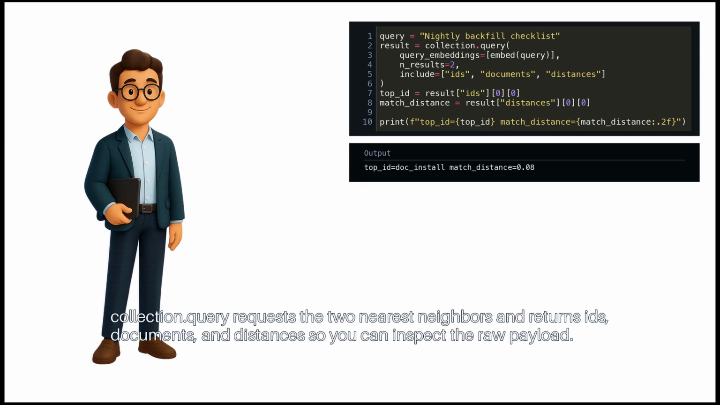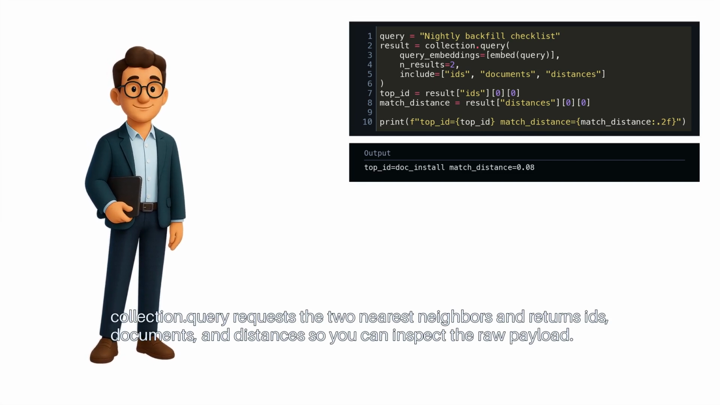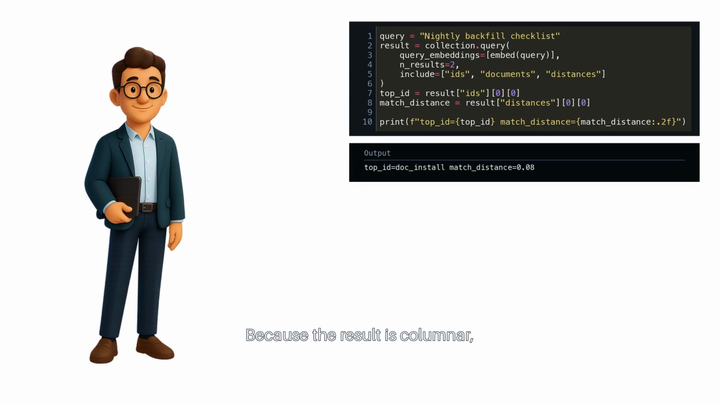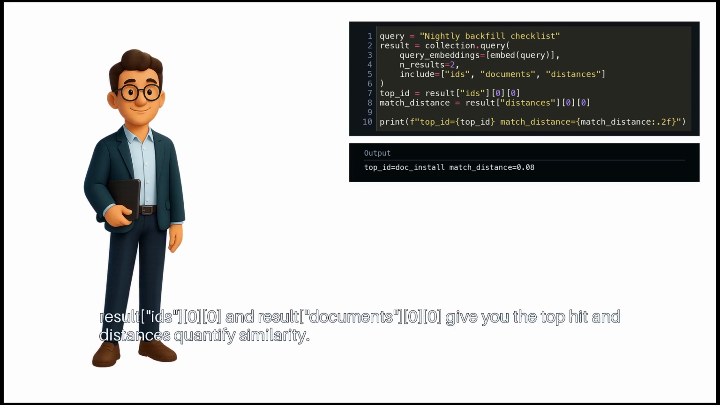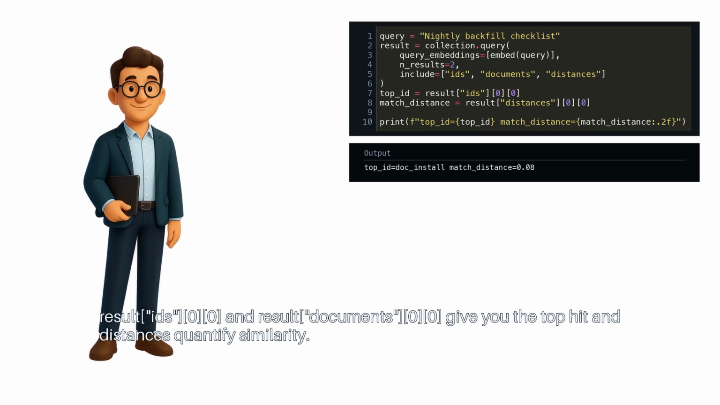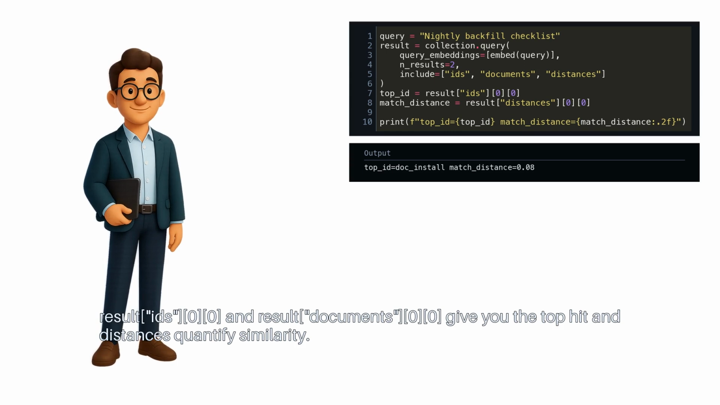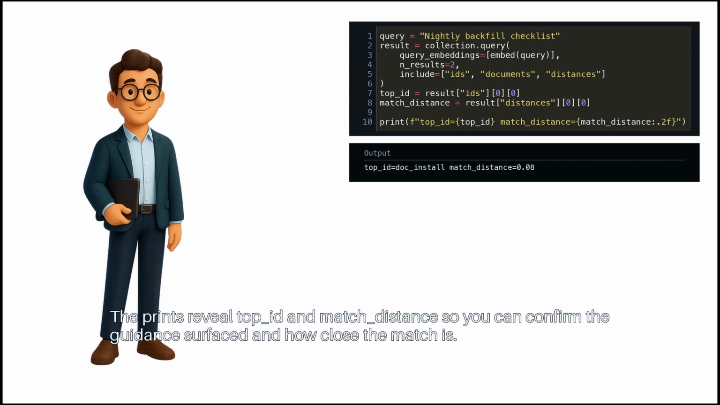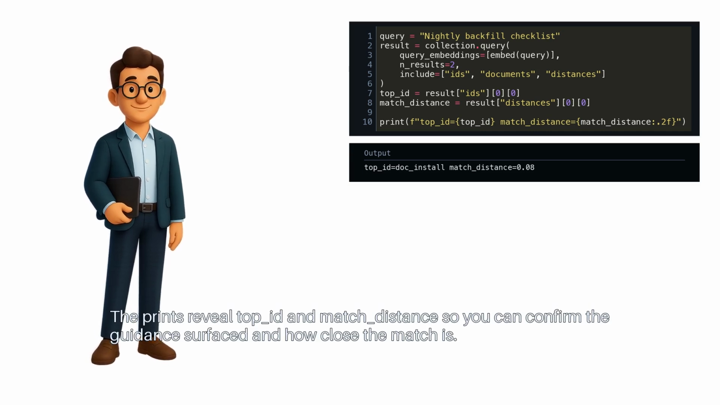Collection.query requests the 2 nearest neighbors and returns IDs, documents, and distances so you can inspect the raw payload. Because the result is columnar, result IDs 0 0 and result documents 0 0 give you the top hit, and distances quantify similarity. The prints reveal top ID and match distance, so you can confirm the guidance surfaced and how close the match is.